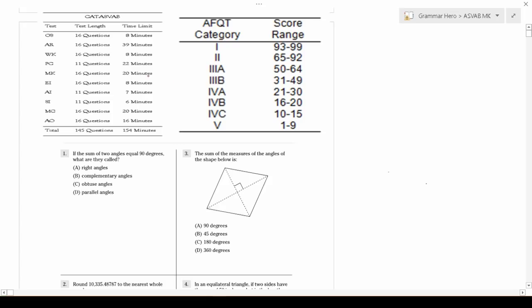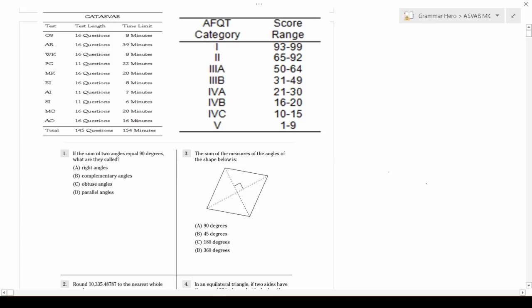In case you didn't know it, the ASVAB is a test that's given to everyone who desires to join the U.S. military. More specifically, it's a test that's broken down into 10 different subtests, including general science, arithmetic, reasoning, word knowledge, and so on. As you can see here, it consists of 145 questions, and for that you have 154 minutes to complete it. What's more, the ASVAB is a CAT test.